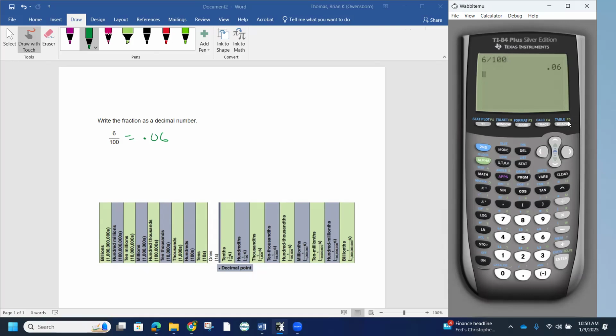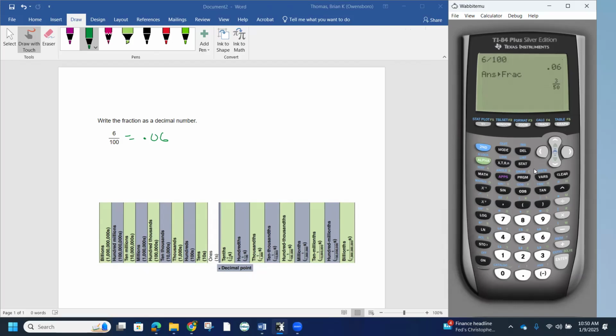So I can also just treat the fraction bar as a division symbol and put it into the calculator, and it'll change it to a decimal. Notice how we also have this math button. So if I hit the math button, notice how you can change decimals to fractions and fractions to decimals. So since I have a decimal right now, if I choose number 1, it'll change this back to a fraction.